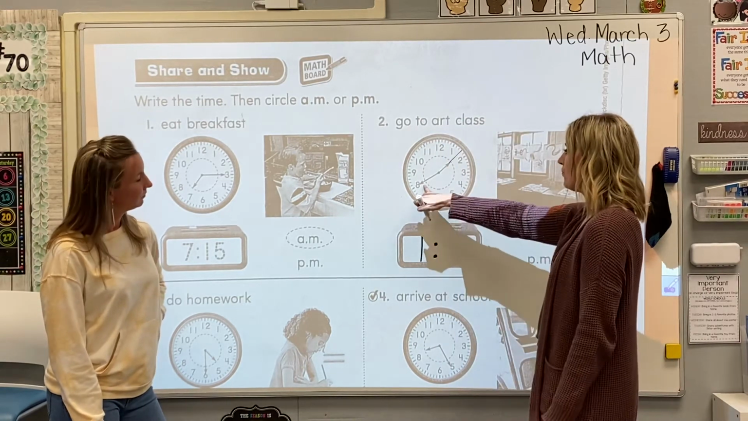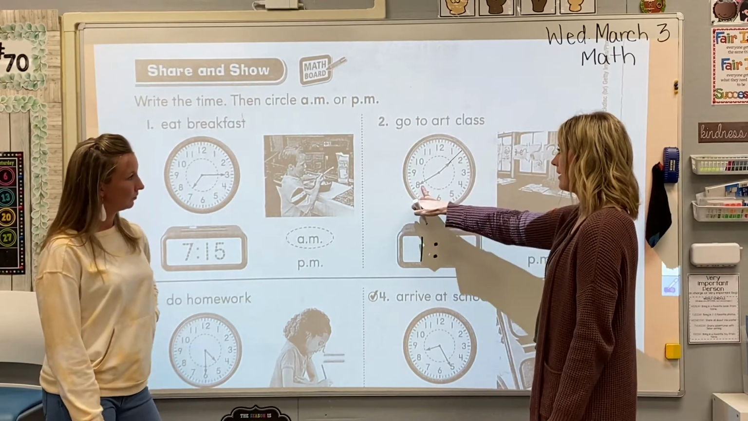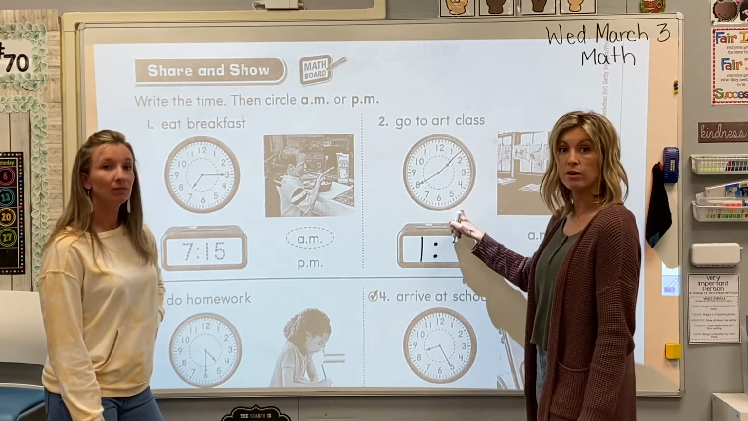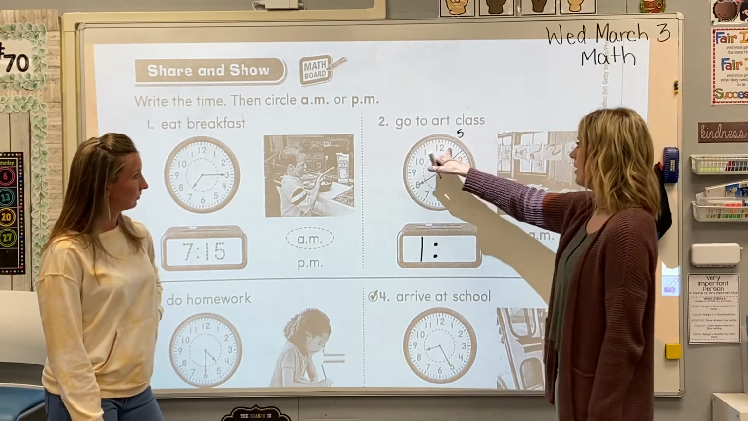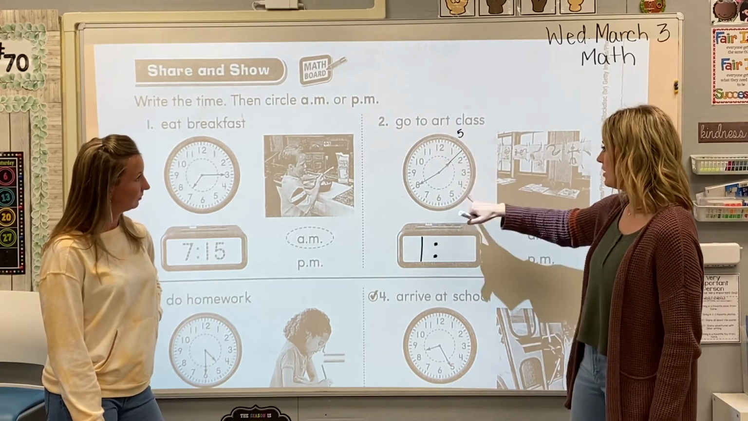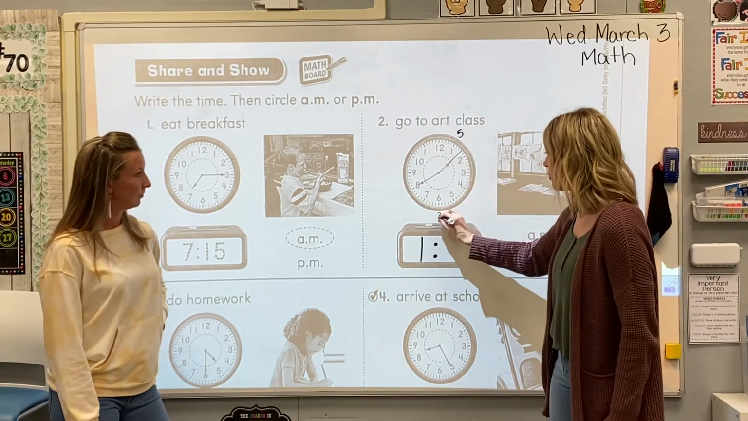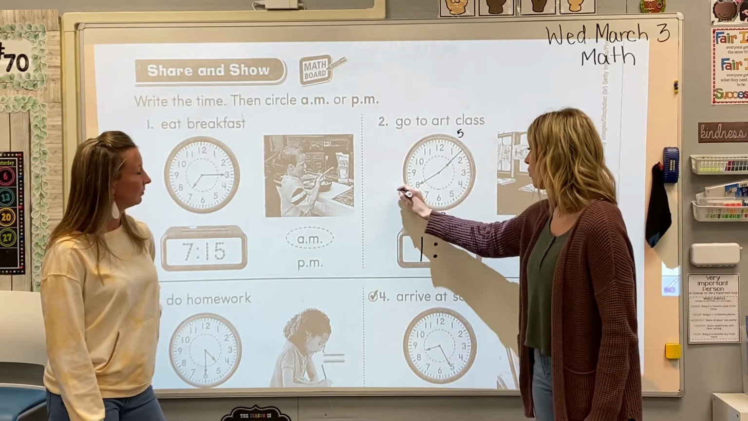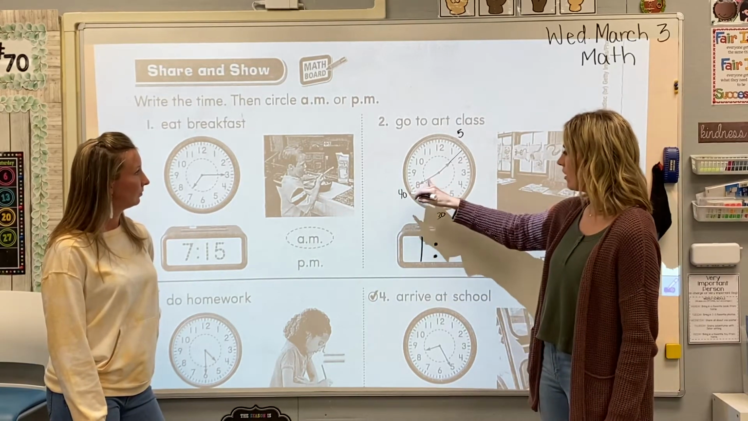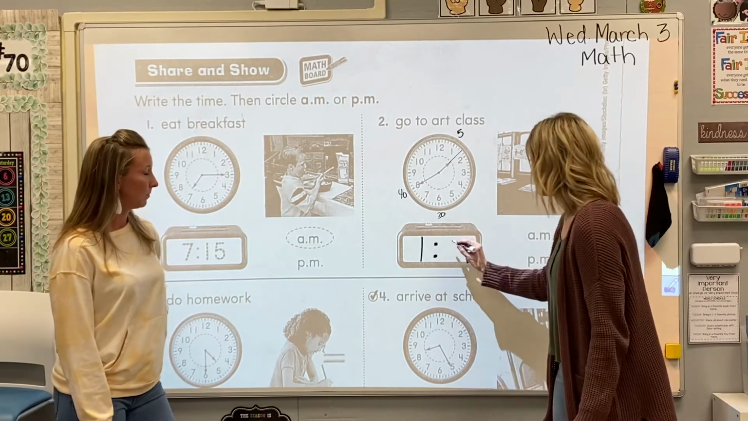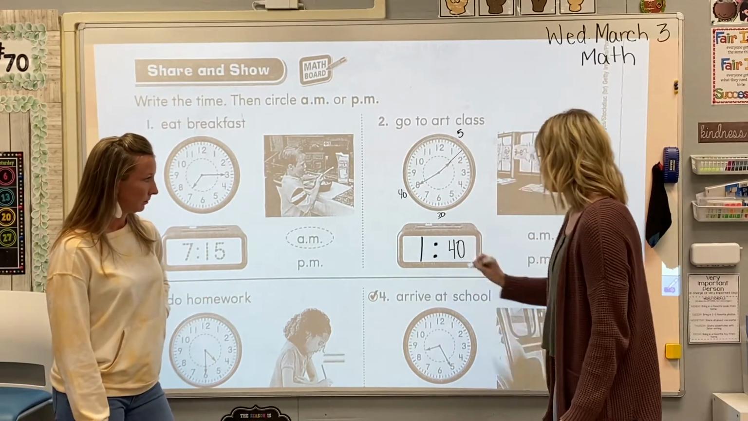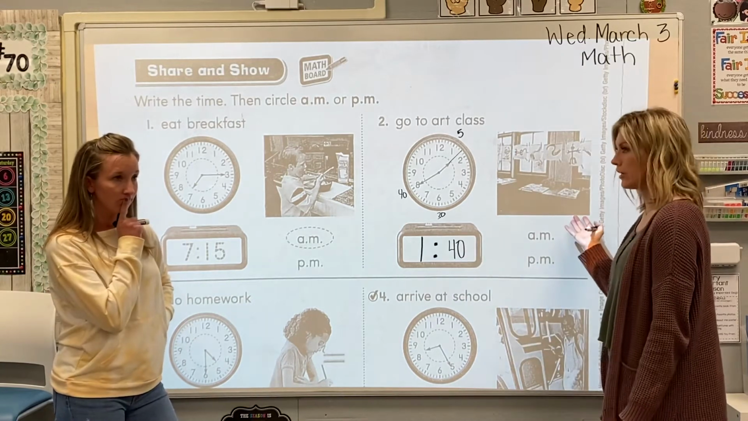And then in order to figure out the minutes, my longhand, I have to skip count by 5s around my clock and figure out what that is. Remember, we start with 5 at the 1: 5, 10, 15, 20, 25, 30, 35, 40. So if the longhand is pointed at the 8, that's 40 minutes past the hour. So that is 1:40.